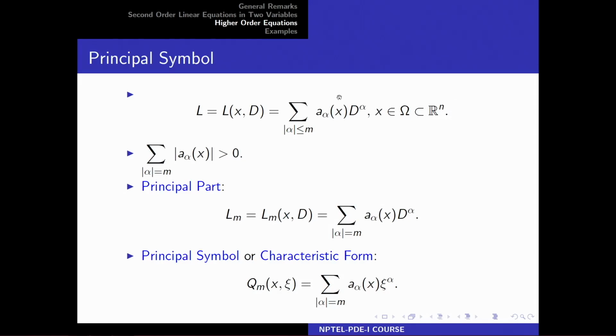using d alpha and this multi index notation. So, this alpha is alpha 1, alpha 2, alpha n, they are non negative integers, and d alpha is d 1 alpha 1, d 2 alpha 2, d n alpha n. So, these are the coefficients.